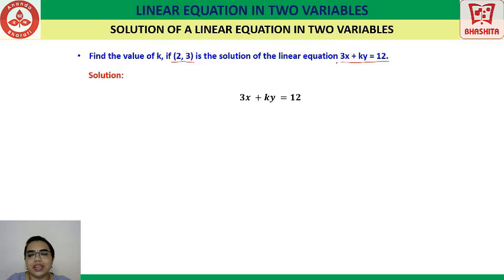So let us see what we can get. 3 into 2 plus k into 3 is equal to 12, right? So 3 into 2 is 6. 6 plus 3k is equal to 12. So 3k is equal to 12 minus 6. 3k equal to 6. Value of k is equal to 2. Okay, so if the value of k is equal to 2, then we can say that this 2 comma 3 is a solution for the given linear equation. This is how you can find the unknown coefficients or any unknown value in the given equation. I hope this is clear to you.